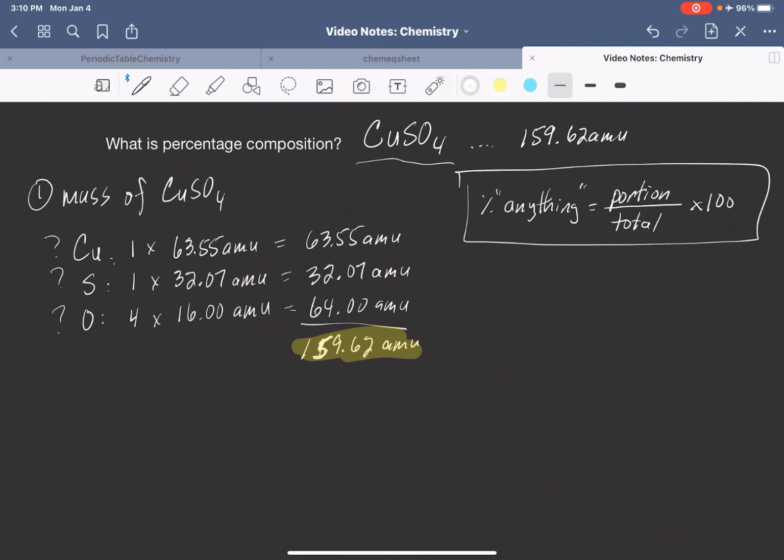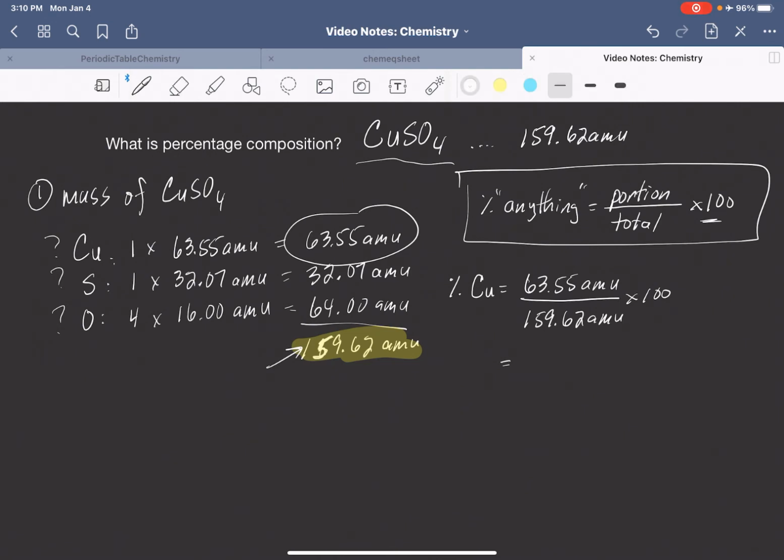So percentage composition, so we can figure out that the percent of copper would have to be this divided by the total. Would have to be 63.55 AMU divided by 159.62 AMU. And then just like we have up here, we have to go times 100, okay? So 63.55 divided by 159.62, and then times 100, right? And multiply by 100 just moves your decimal over several decimal places, right?